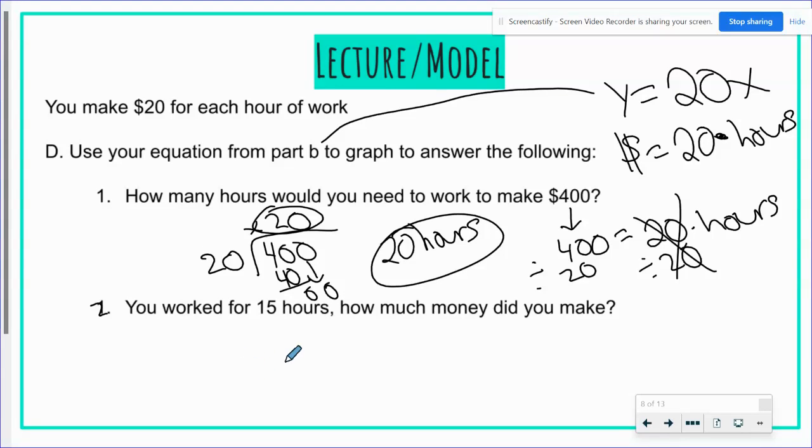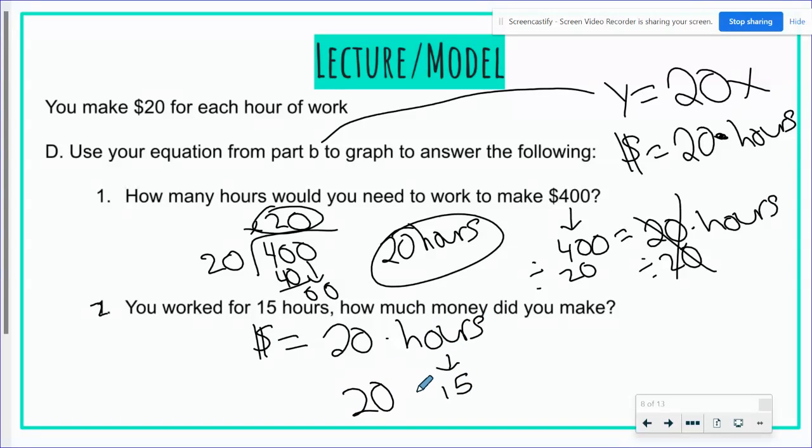All right, you worked for 15 hours. How much money did you make? So we're looking for the money, and that is 20 times the number of hours, which is going to be 15. 20 times 15.